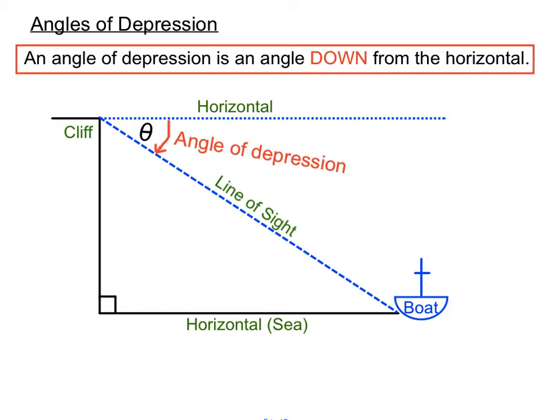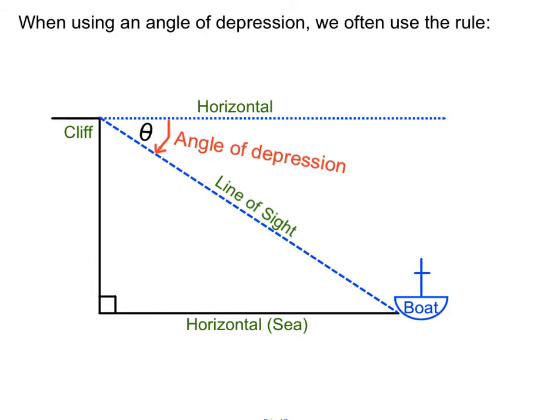Okay, now a special thing we can kick in here with angles of depression, and it comes in handy when we combine it with another rule. When using an angle of depression, we very often use the rule that alternate angles are equal in parallel lines. Now, it's a bit hard to spot the parallel lines at the moment. I'm going to make it obvious in a second.